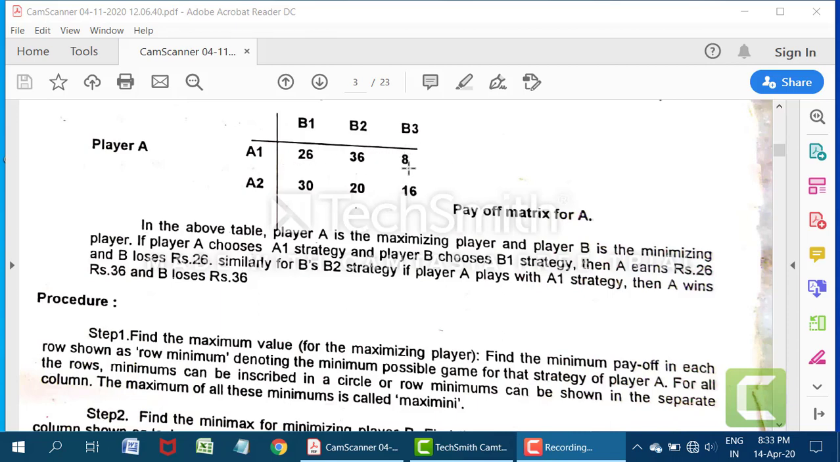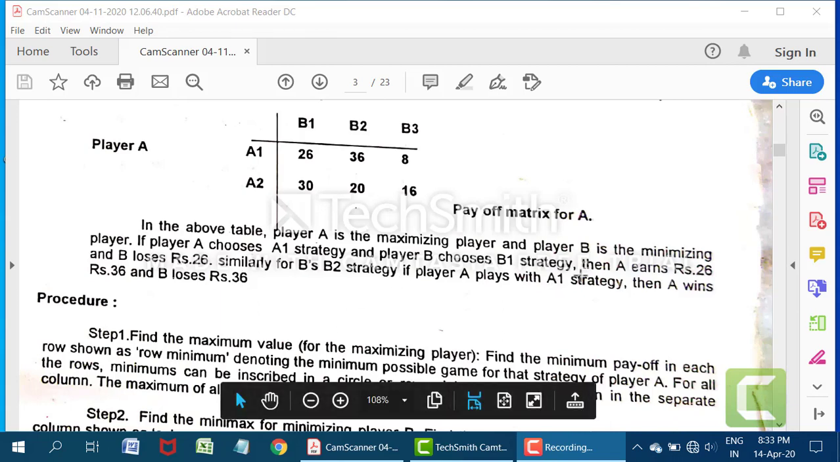You can circle it. 8. In the second row, the elements are 30, 20, 16. Minimum is 16. So the first row minimum is 8, the second row minimum is 16. So of the two row minima, 8 and 16, what is the maximum? That is called maximin. The maximum of 8 and 16 is 16. That is called maximin. Just remember that one. Maximin is 16.